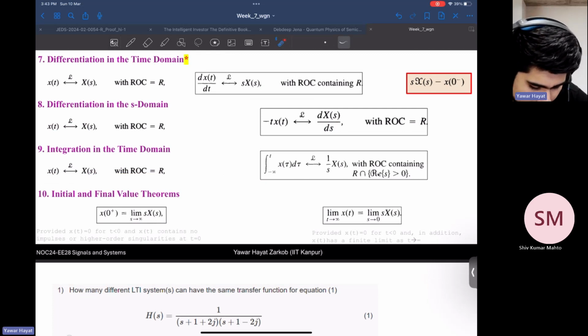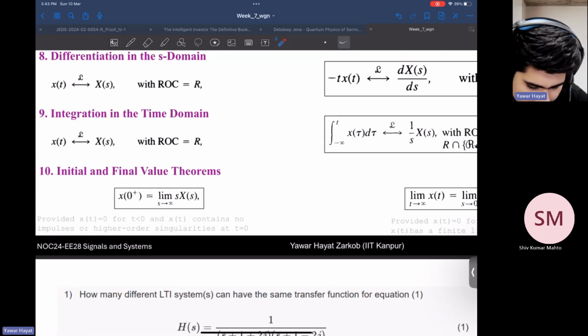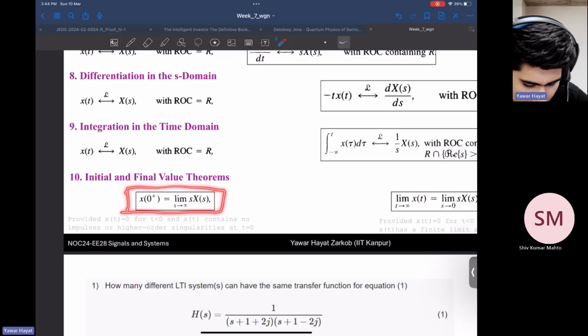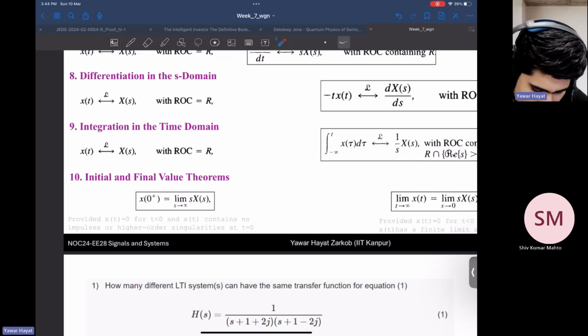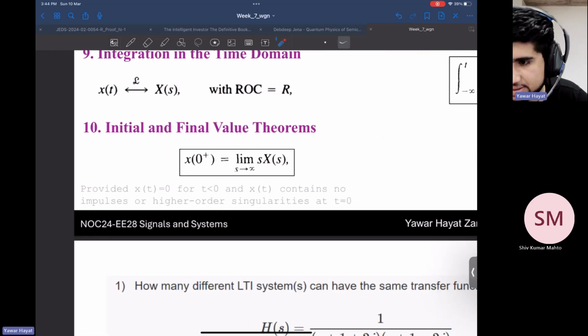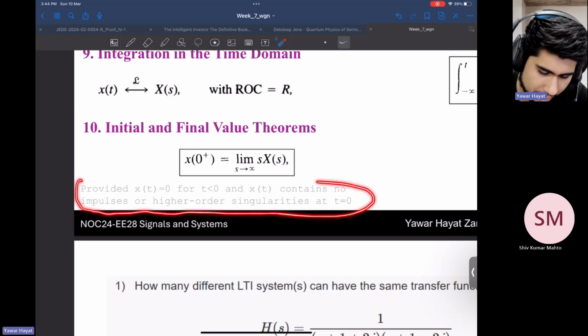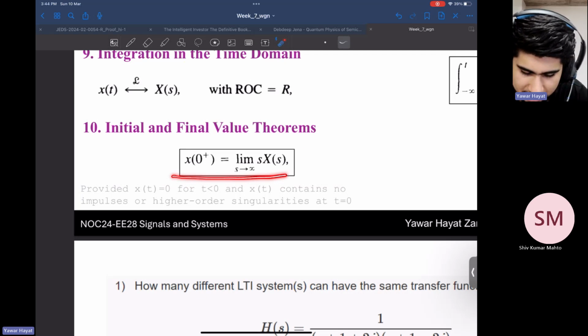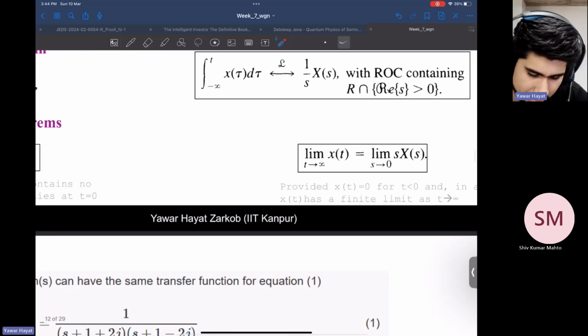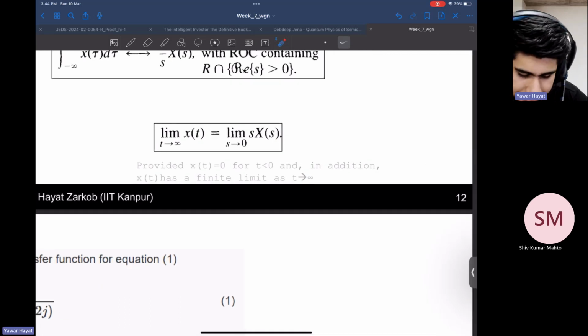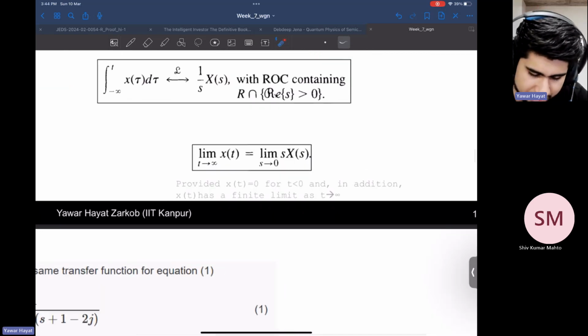Then we have the initial and final value theorems. X of 0 plus is equal to the limit as s tends to infinity of s times X of s, the initial value theorem. This is valid provided x of t is equal to 0 for t less than 0, so it only exists for t equal to or greater than 0. And x of t should not contain any impulses or higher order singularities at t equal to 0. These are the conditions under which the initial value theorem is valid, and you can use this result for many problems.